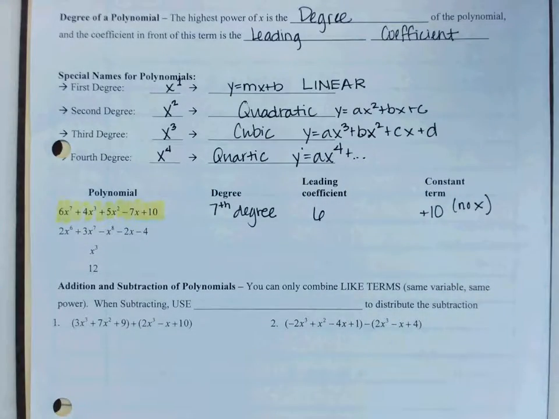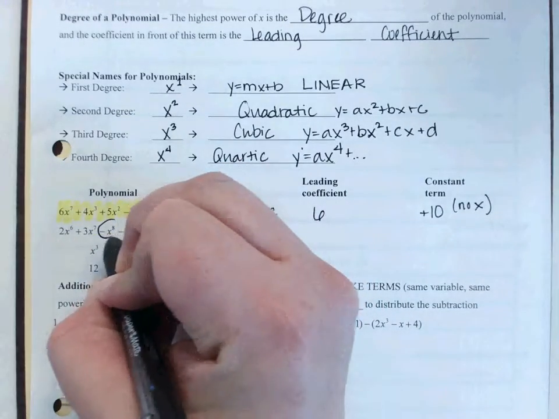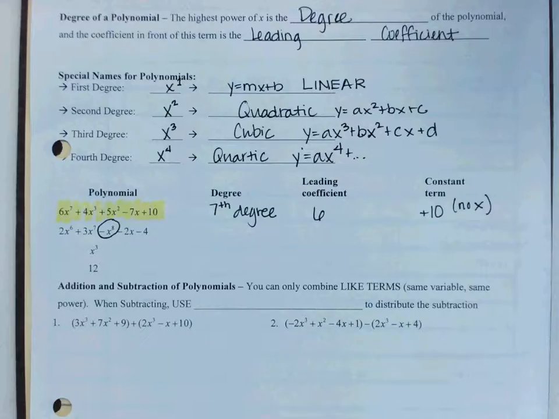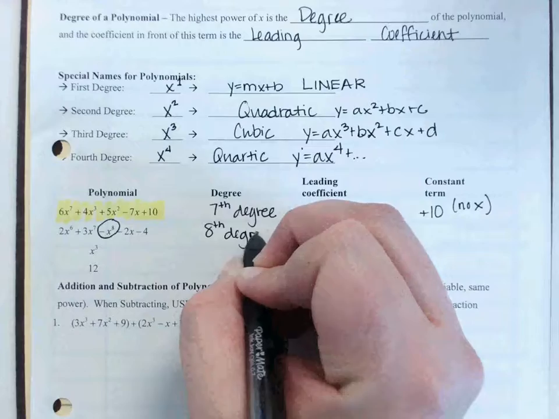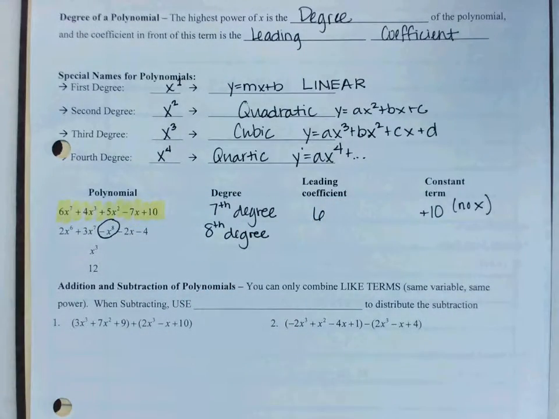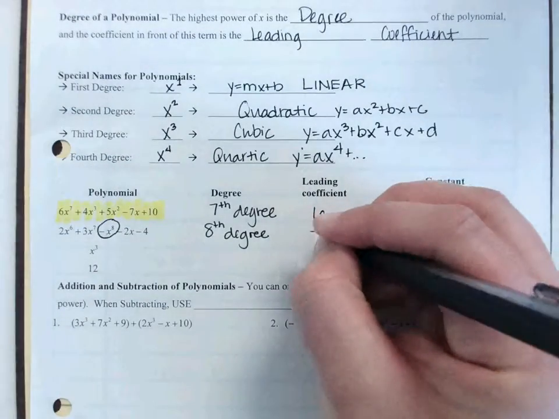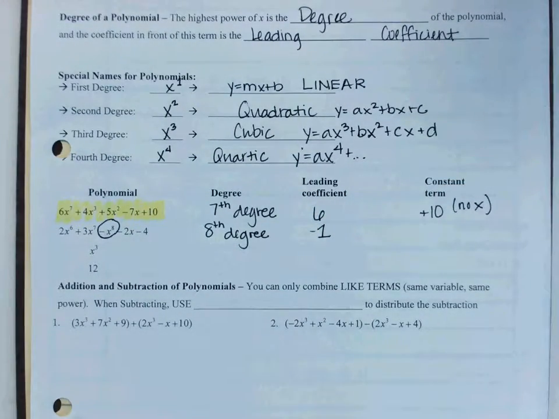Next row, I'm going to give you a second. Look at it carefully. What is the degree of the second polynomial? Look, even though it didn't come first, x to the 8 is the highest. That's an 8th degree. Now for your leading coefficient, if there's not a number there, it's a what? Positive 1? Negative 1, because it's like a negative 1 x to the 8th, right? Then your constant term is what there?